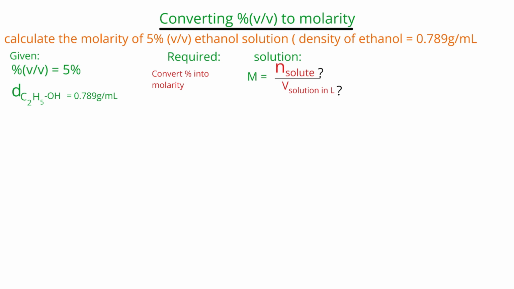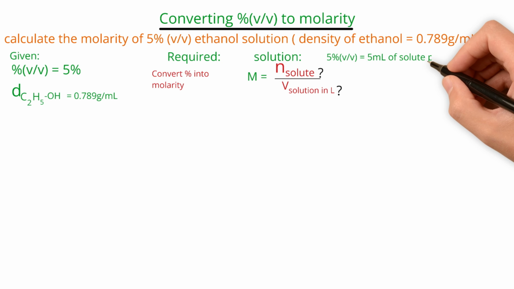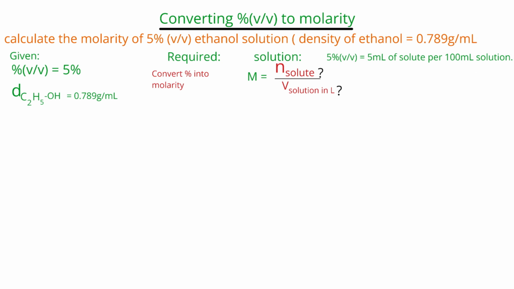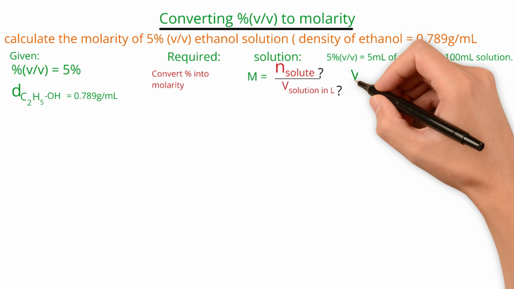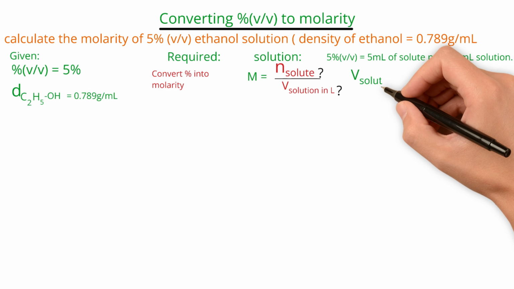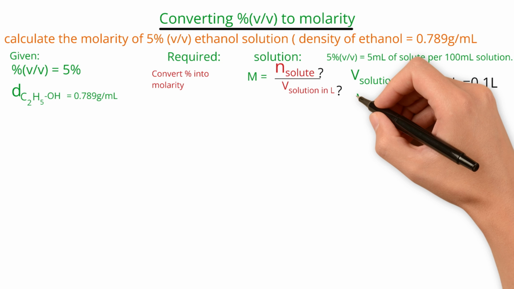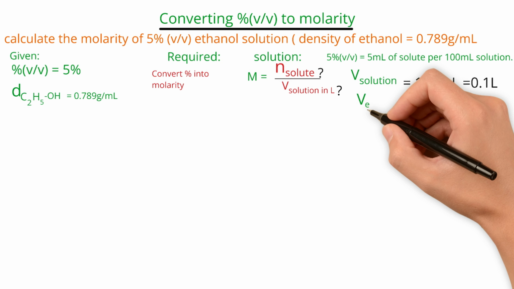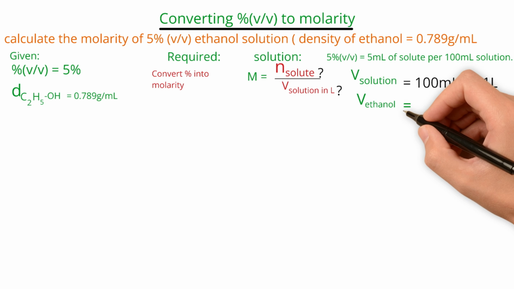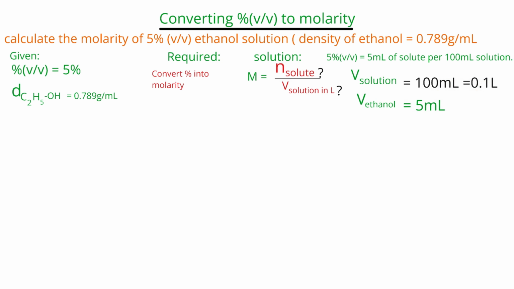To calculate moles of solute, let us consider the given quantity, that is 5% by volume. 5% by volume is equal to 5 ml of solute per 100 ml of solution. From this, we can conclude that the volume of solution is equal to 100 ml, equal to 0.1 liter, and the volume of ethanol is equal to 5 ml.